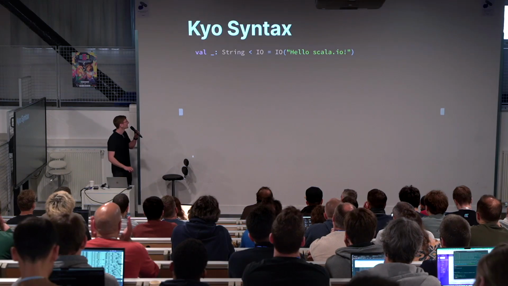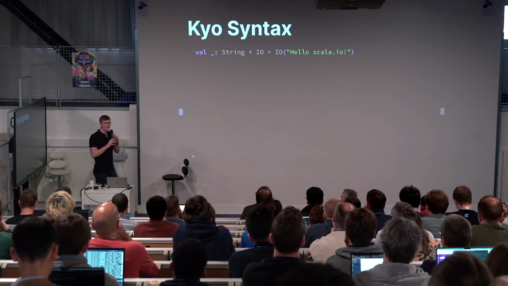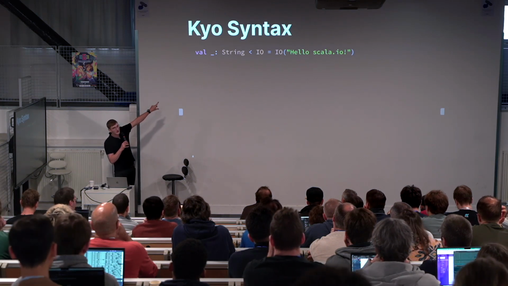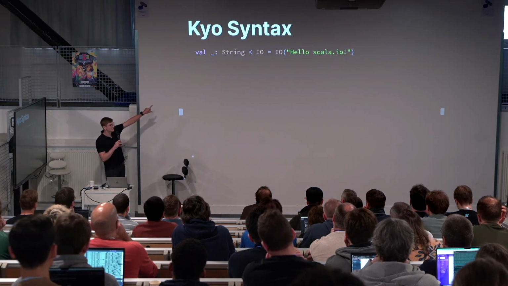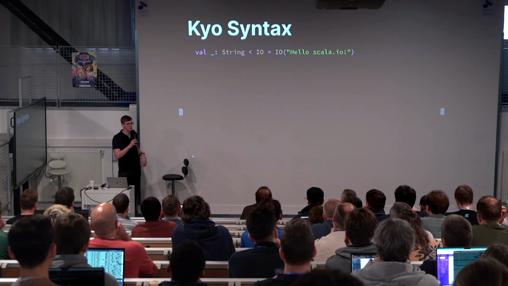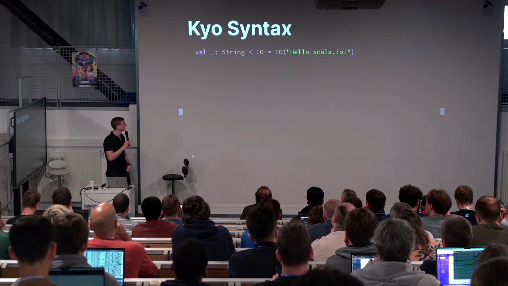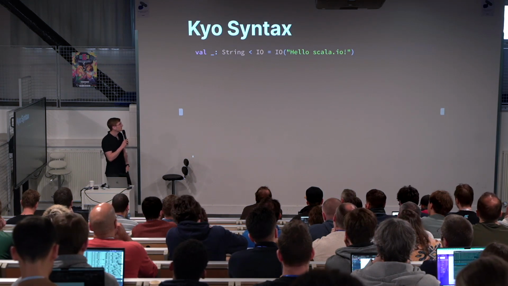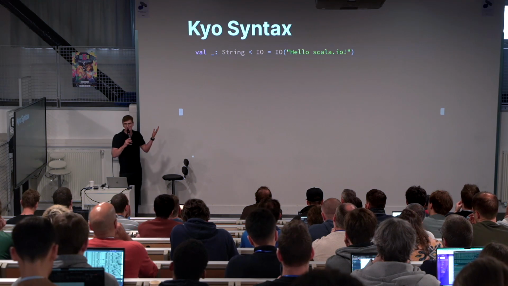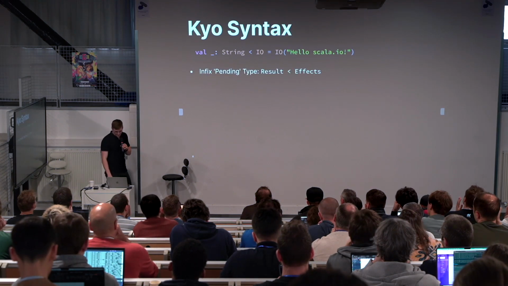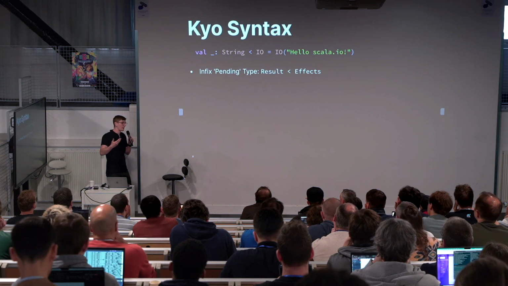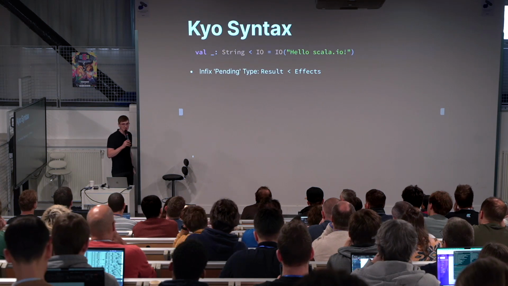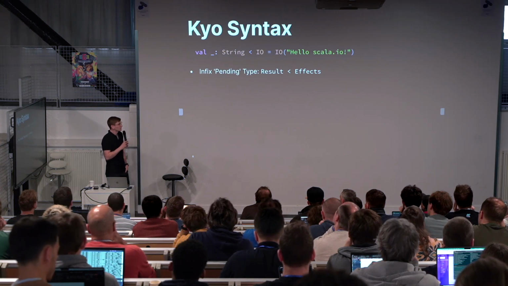Okay, so Kio syntax. This is probably going to look a little bit confusing, but let's talk through it. So the most important thing here is actually this is a val. And so, of course, effects, because they're lazy, they can be defined as vals. And even if it includes side effects, this will not execute the effect. But you guys all probably know that. So next we have the string. This is the result type. And then we have this weird less than symbol, which is actually what we call the pending type. And so what you have on the right is the pending set of effects. And so here we just have string pending IO.